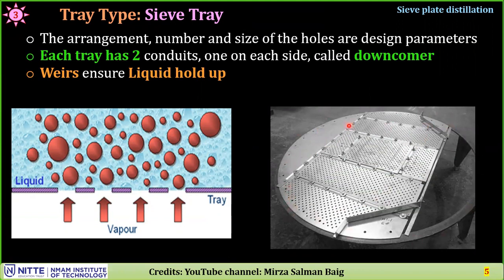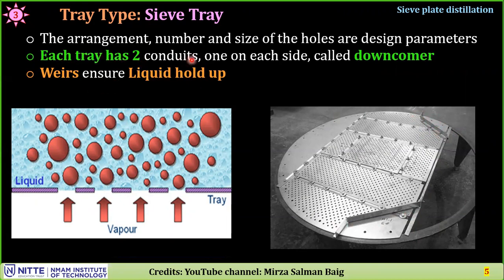This is the physical version of how it looks like. You can see that there are perforations. One side it is completely closed, and one side it is open. That is nearly 25% of it is open. Remaining 75% is closed. This is the weir. This portion is the weir which holds up the liquid.